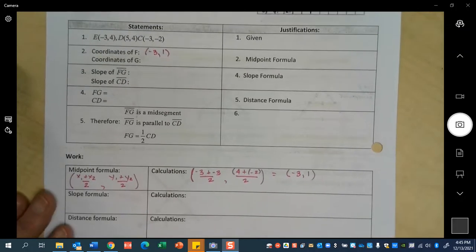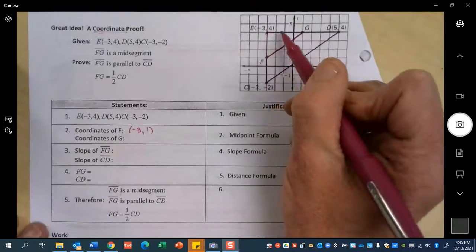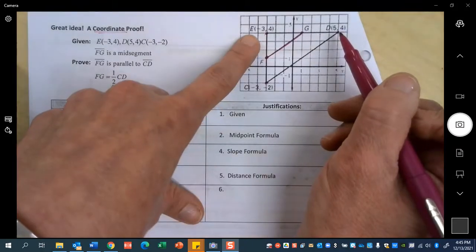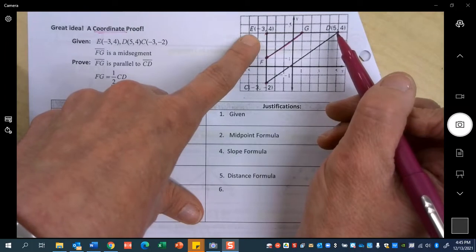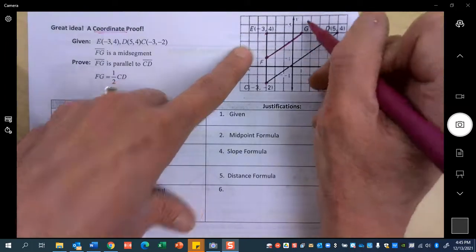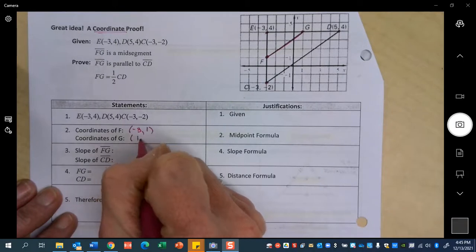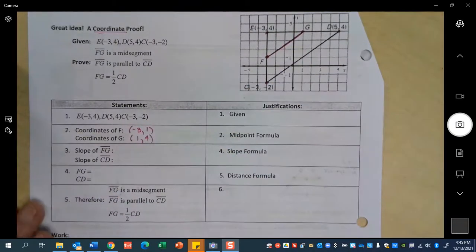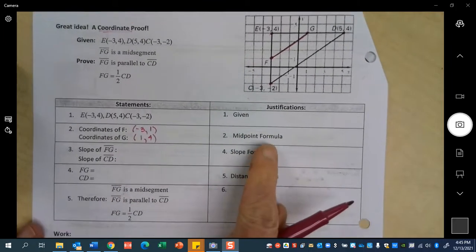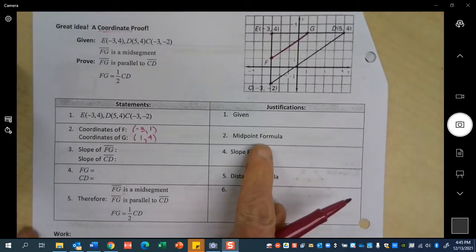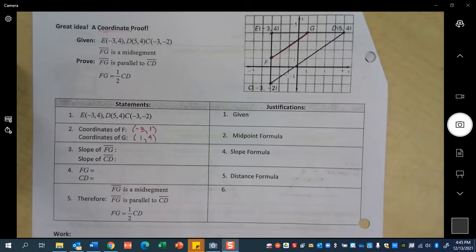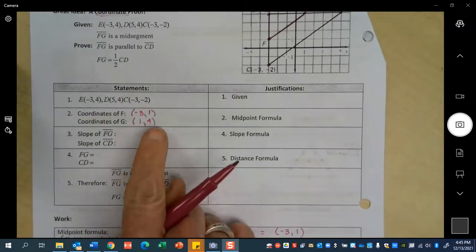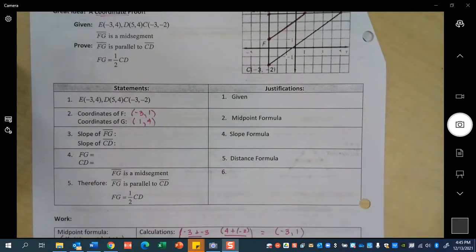All right, let's do the coordinates for G. Looking across on my graph, the average of my x's is going to be negative 5 plus 3 divided by 2. That puts G at 1. And of course, my y coordinate is going to be 4. So what's new is I can talk about my justification for that is the midpoint formula. How did I get those values? I put it through this midpoint formula to find those coordinates of F and G.